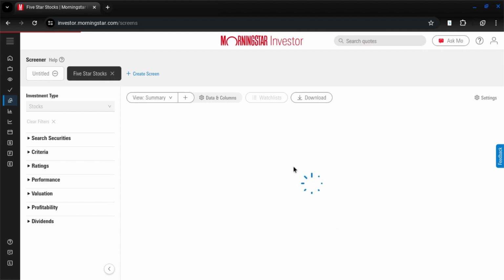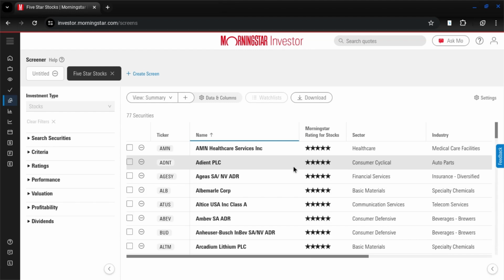So a 5-star rating means that the stock is trading meaningfully below its estimated fair value, and on the other hand, a 1-star or a 2-star rating means the stock is trading meaningfully above its estimated fair value, and a 3-star rating means the stock is trading near its estimated fair value.